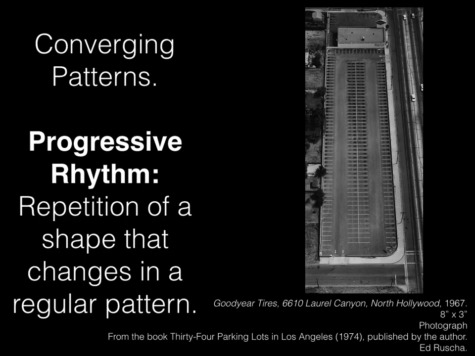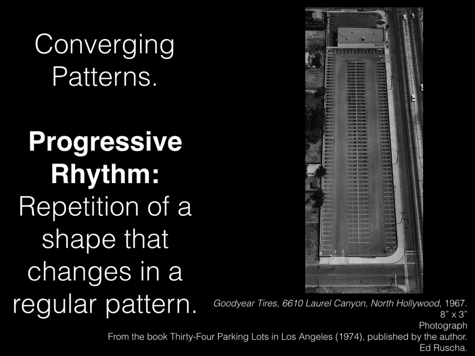All right, converging patterns. We're going to talk about progressive rhythm. Progressive rhythm is a repetition of shape that changes in a regular pattern. On the right, we have this photograph by Ed Ruscha. It's called Goodyear Tires, 6610 Laurel Canyon, North Hollywood from 1967. This is from a short book that Ed Ruscha made called 43 Parking Lots in Los Angeles. What we see here is a parking lot of a Goodyear tire. There's no cars in it.